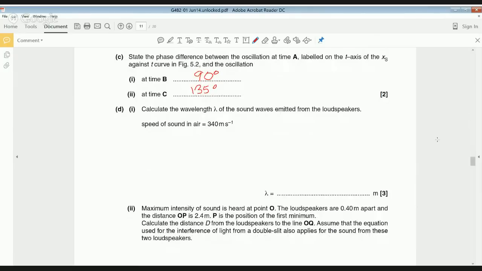D I, calculate the wavelength lambda of the sound waves emitted from the loudspeakers. So here we need to use our wave equation, v equals f lambda. Often when we're using this equation, v will be the speed of light, but on this occasion we're talking about sound, not light. So it is this 340 meters per second. We don't know f. We want to find lambda. We don't know f, so we can find f by using the other equation here. f equals 1 divided by T.